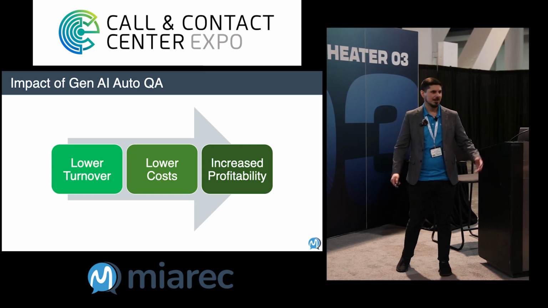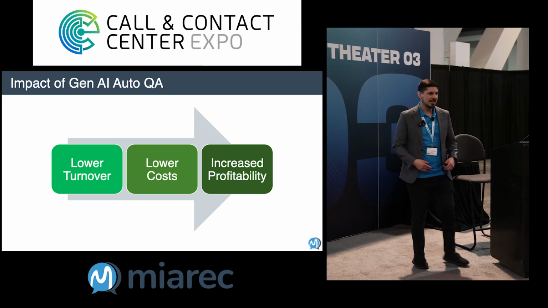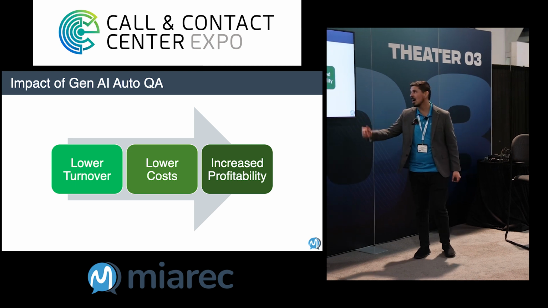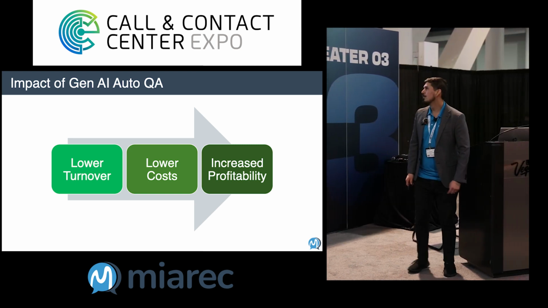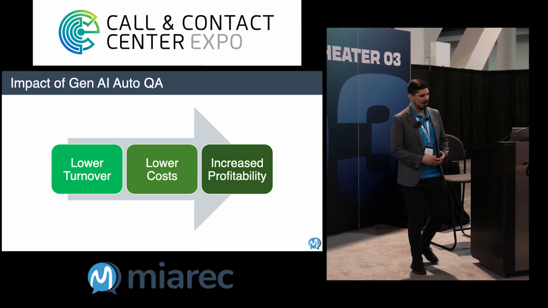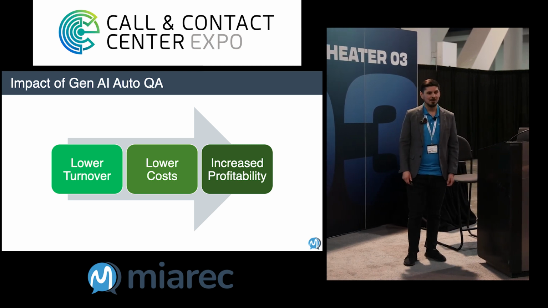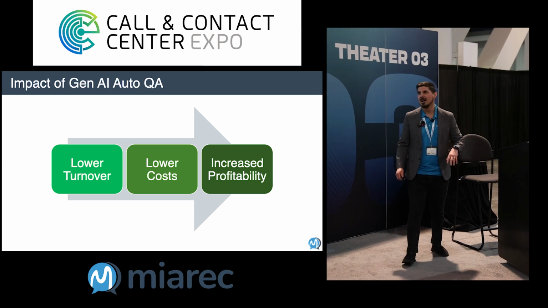And the other one too, your agents are going to be more engaged. They're going to be more well-trained, right? So that's going to lead to higher agent retention, which saves money on things like turnover. So you'll have lower costs and ultimately increased profitability, right? So yeah, again, that's just some of the results of using Gen AI in your QM or QA process. Super effective.